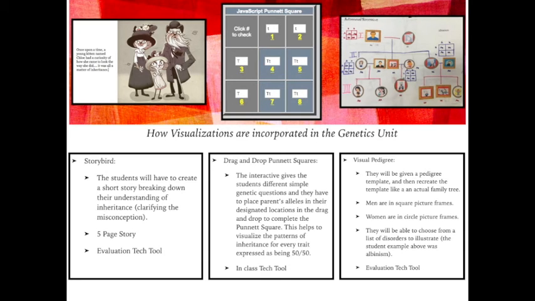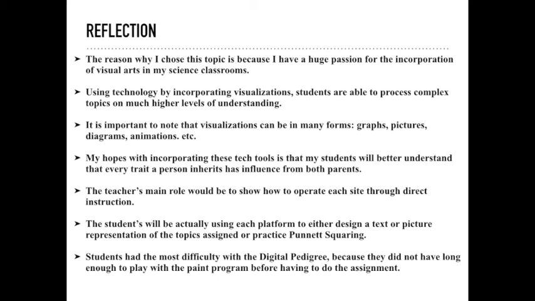In the visual pedigree, they're going to be given a pedigree template and have to recreate the template like an actual family tree. In pedigrees, men are represented by squares and women are represented by circles. So with this, men have to be in square picture frames and women have to be in circle picture frames. And they're then going to choose from a list of disorders to illustrate. And the student example that I included in the presentation above is specifically on albinism. Lastly, they will actually have to include Punnett squares based off of their inherited disorder, how it has been inherited with each marriage on the example.